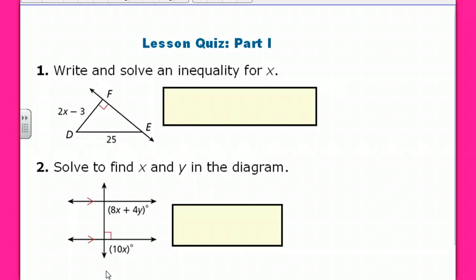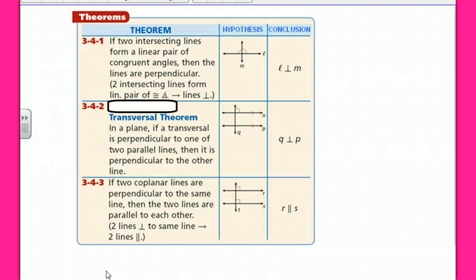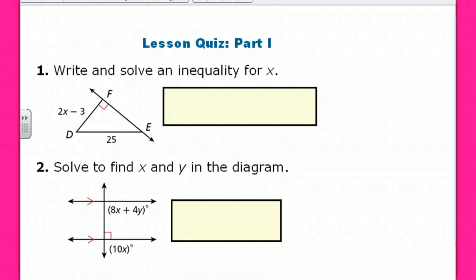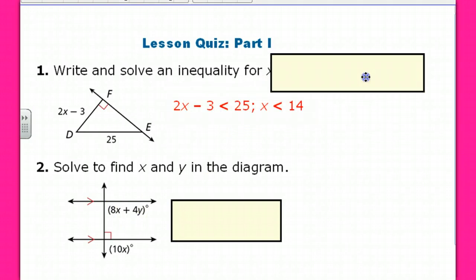Okay, that was not hard, was it? We go into other things, but let's try this now. Pause and come back and check your work. Okay, so how about number 1, Sydney? Okay, good. And number 2, you had to find the value of x and y. Who has it already? Andrew, what do you have?